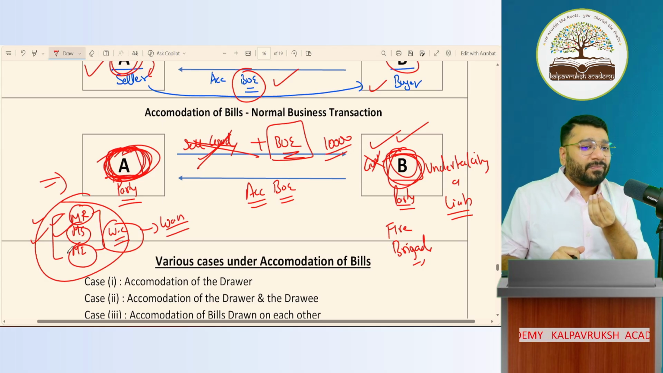So I need your help. B says, how much loan do you want? No, I don't want any money from you. You just do me one favor.